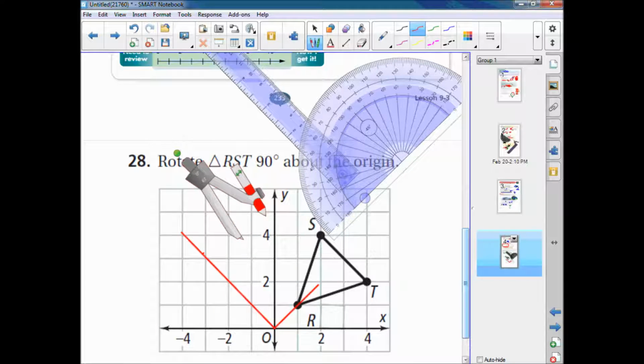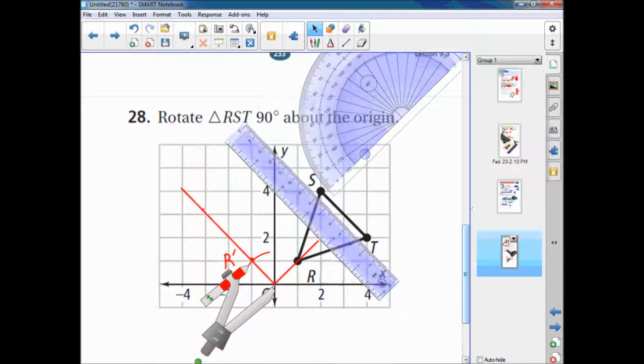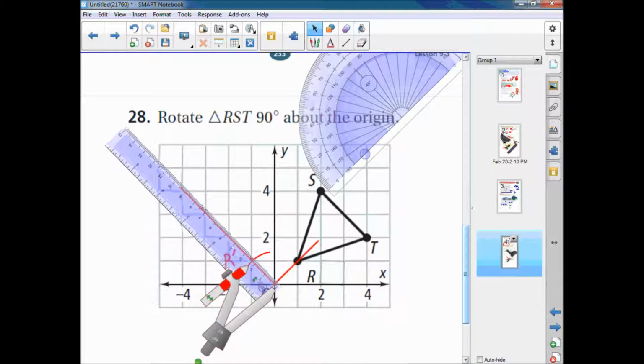All right, then we're going to take our compass to measure out the distance. So here's our distance from O to R, and if we spin our compass around, we can mark in R prime. And R prime is going to be right here. Notice it went from (1, 1) to (-1, 1). All right, let's do the same thing with each of the other points. So first we need to draw in from O to T, the straight line.